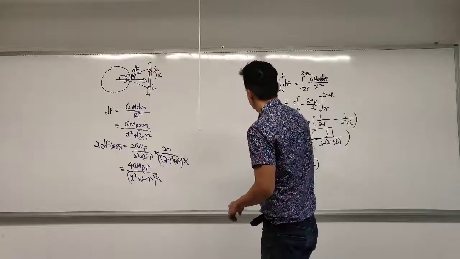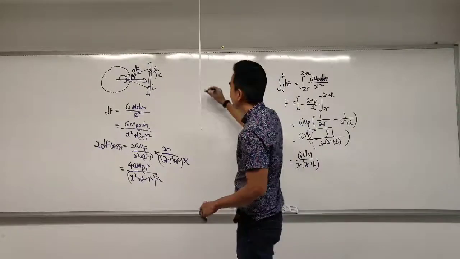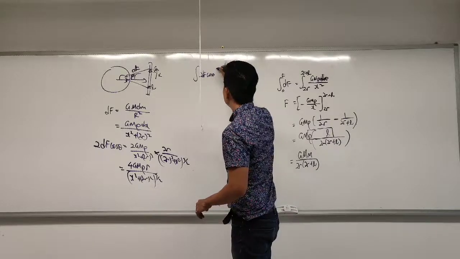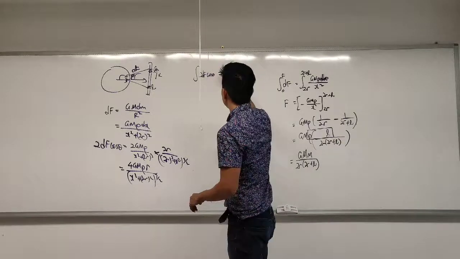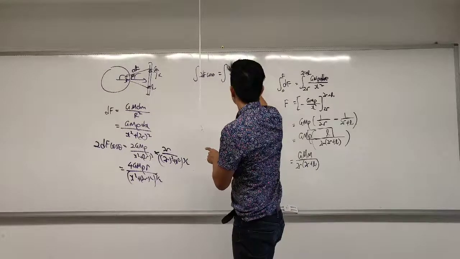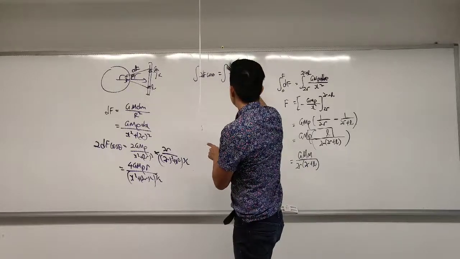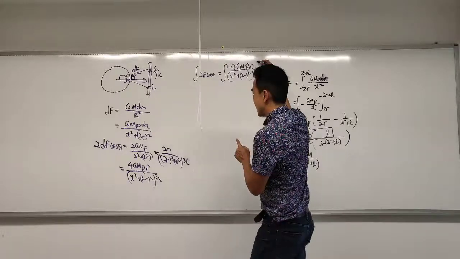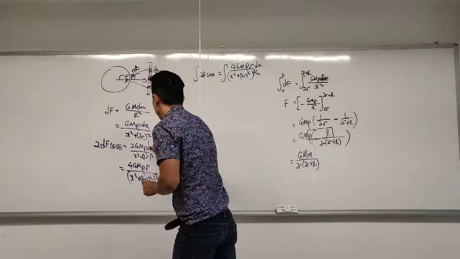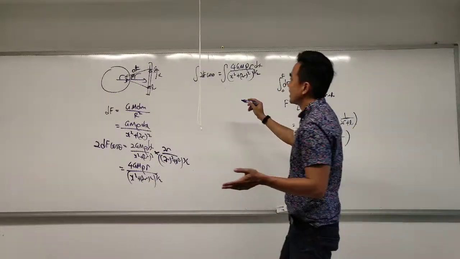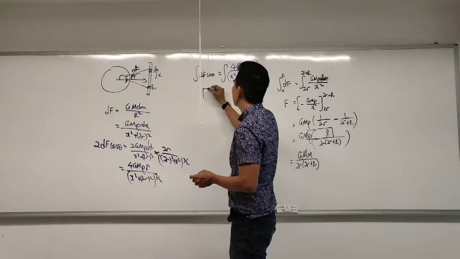Now, it doesn't look that friendly, and yes, it is not that friendly. So if you integrate 2 dF cos theta, you will end up with the integral of 4 G M rho r divided by x squared plus 2r squared to the power of 3 upon 2 dx. I forgot to put a dx here. Cool. So this collection over here will give you the F.